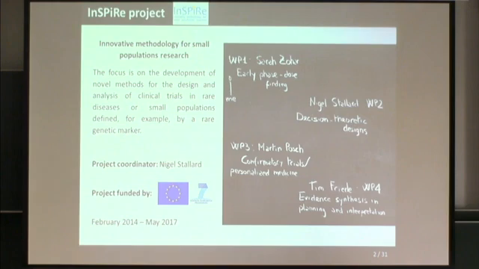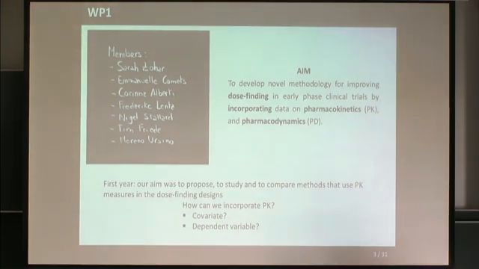The project coordinator is Nigel Stallard, and as the IDEAL project, it is founded by the FP7, and we are divided in 4 work packages, the one led by Sarah Zohar, then the second by Nigel, the third by Martin Posch, and last by Tim Friede. As you can see, I work in the first work package with, of course, Sarah Zohar, who is the leader, Emmanuel, who is the deputy leader, Corinne Alberti, Frederica Lenz, Nigel, Tim, and of course me, I'm a postdoc.